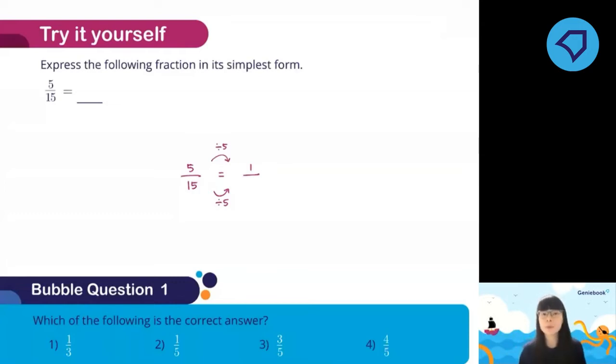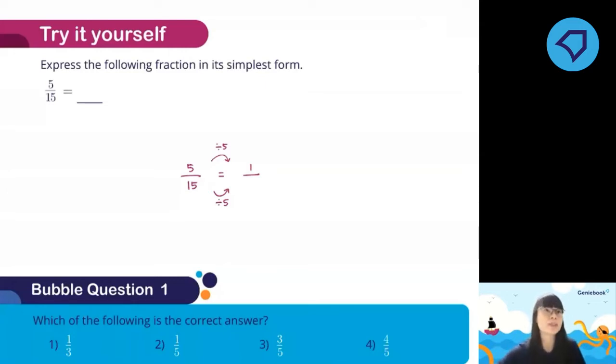Megan, we'll do a couple more questions, okay? So hopefully you'll get a better understanding through the questions. If you're still not very clear at the end of the lesson, you can stay back and I'll explain to you again, okay? It is a bit easy, okay? Simplest form is just understanding that you need to divide the numerator and the denominator by the same number until you can no longer divide them, okay?